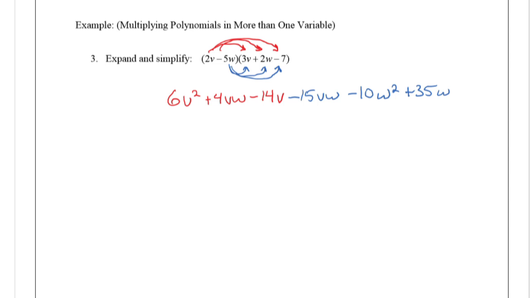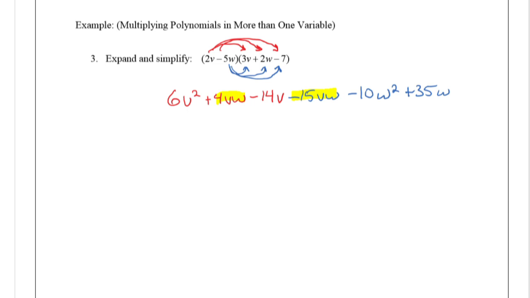Now I look at my variables. Do I have any that are the same? I do actually. I have 4 VWs and I have minus 15 VWs. Everything else is different.